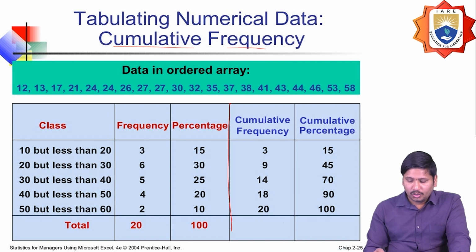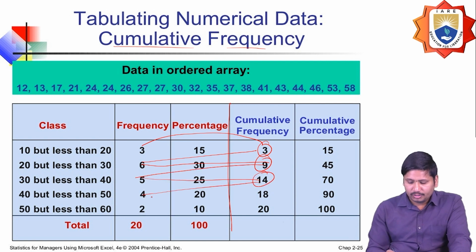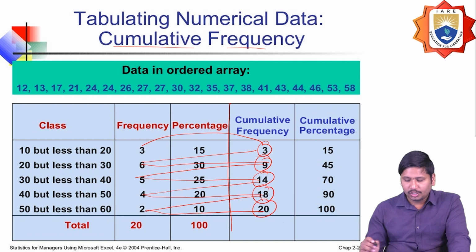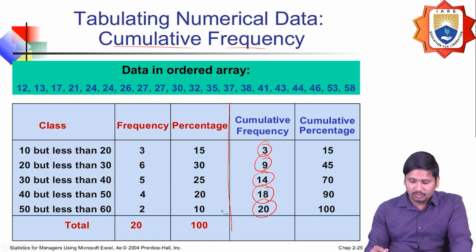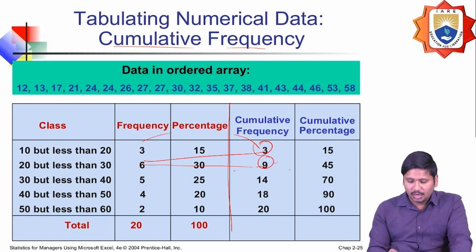For that, the first cumulative frequency is 3. You take 3 here, and add it to the next frequency value, that is 6. So 6 plus 3 is 9, and 9 plus 5 is 14. 14 plus 4 is 18, and 18 plus 2 is 20. So this is the cumulative frequency. So if I want the cumulative frequency, I have to sum it like this: take 3, add the next frequency value 6 to get 9, then 14, then 18 plus 2.